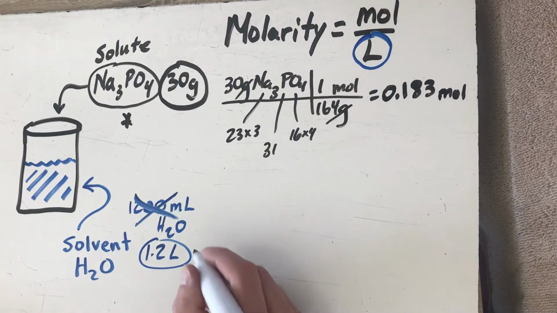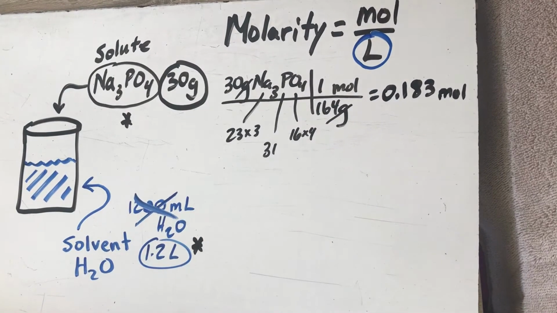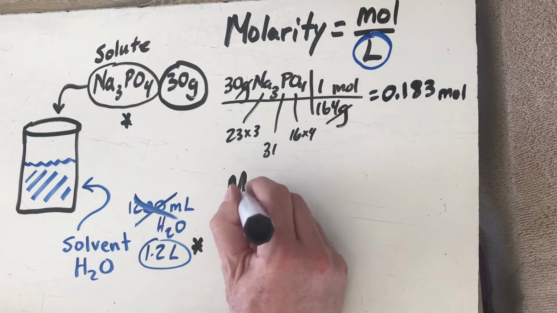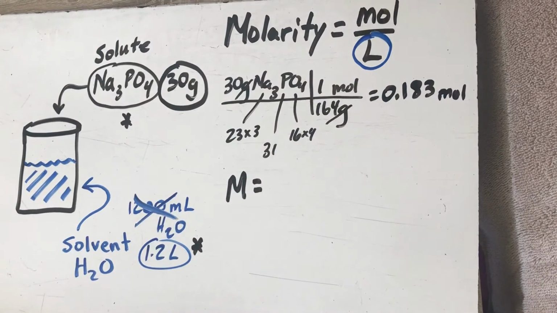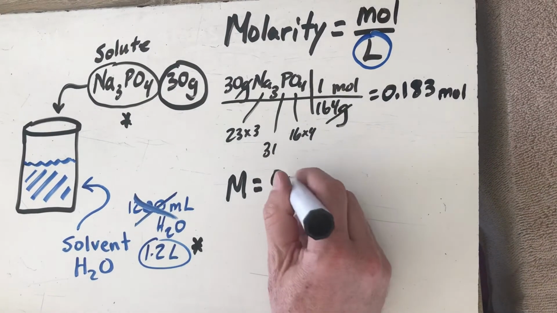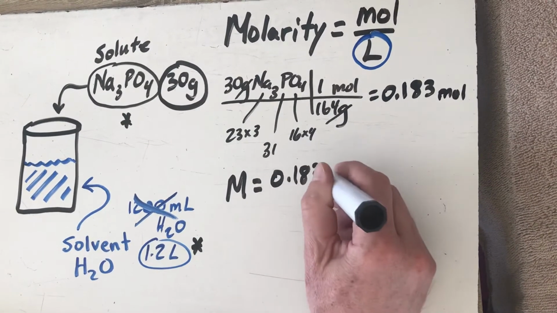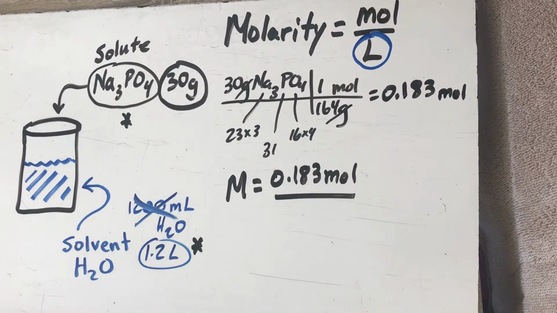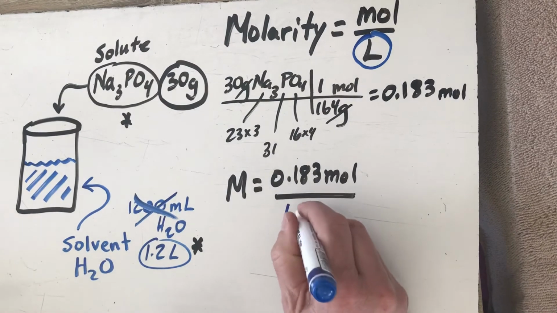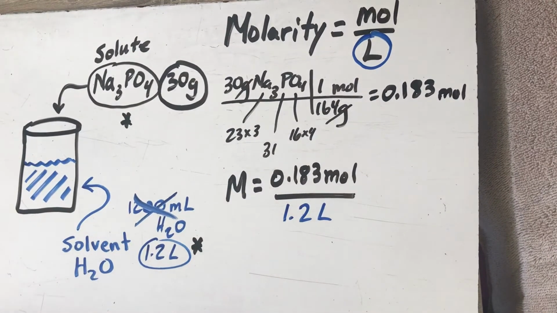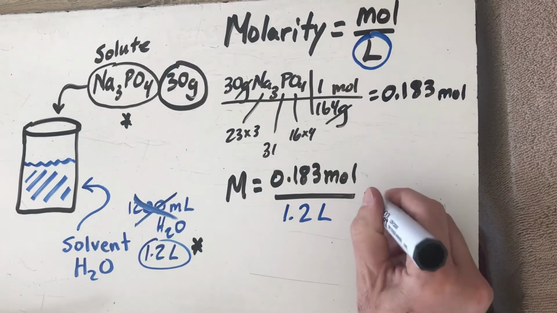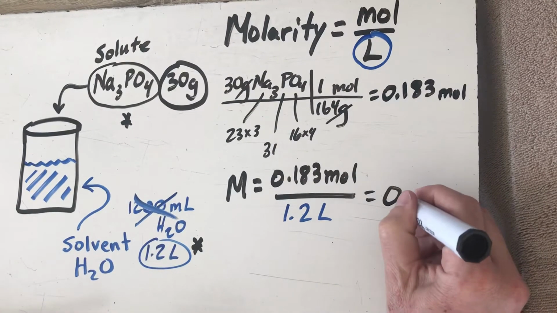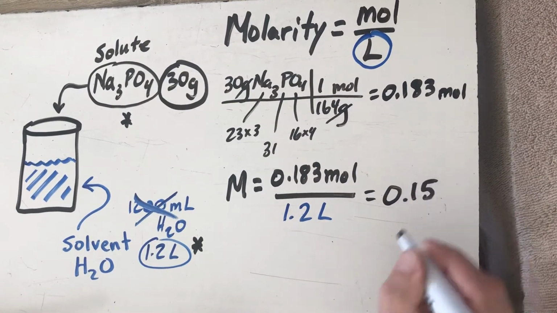Now I also have to deal with how much volume is in that solution. So to get molarity, I'm going to always take moles divided by liters. I take 0.183 moles divided by 1.2 liters. And when I do that, I'm going to get an amount that after I round it off is about 0.15 moles per liter.